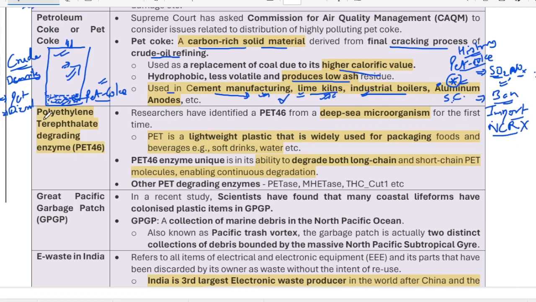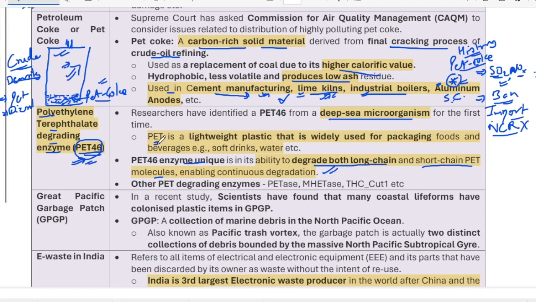Now moving ahead to the next topic, polyethylene terephthalate degrading enzyme, PET 46. What is PET 46? If anything comes like this, then you must remember that it is an enzyme, and you must remember what this enzyme can do. This enzyme has been found in a deep sea microorganism. It is unique because it can degrade both long chain and short chain PET molecules, enabling continuous degradation of PET.